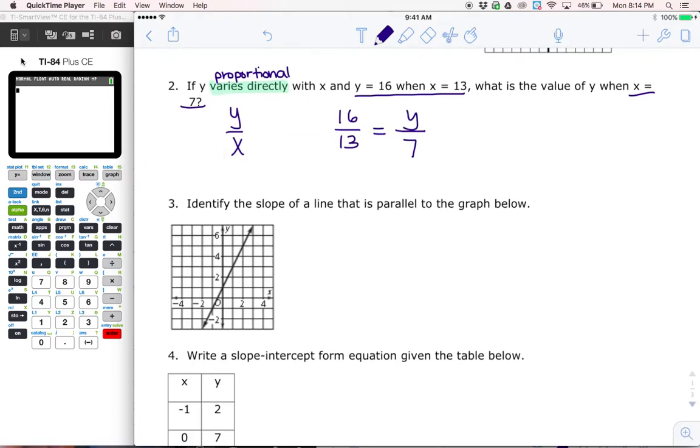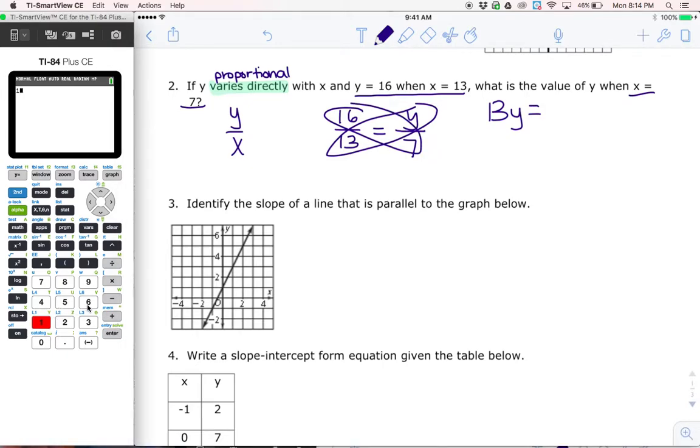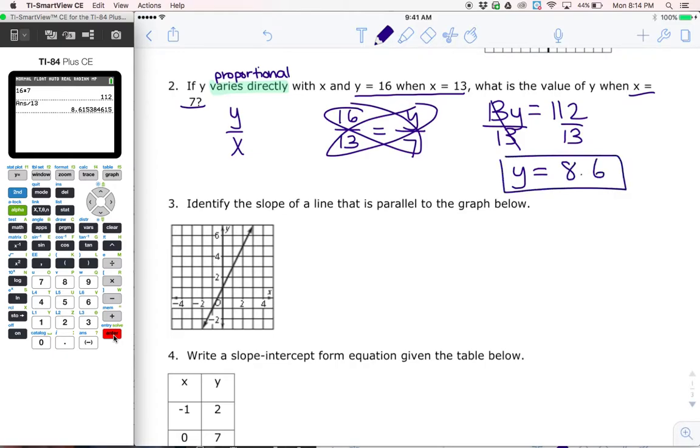So from here, you are going to cross multiply, or whatever method you call it. We're going to say 13y is equal to 16 times 7. Well, let's see. What is 16 times 7? We get 112. All right. So finally, to get y by itself, we're going to divide by 13. And we're going to get, let's see here, divided by 13, 8.6. All right, I'm just going to do one decimal place and say 8.6.